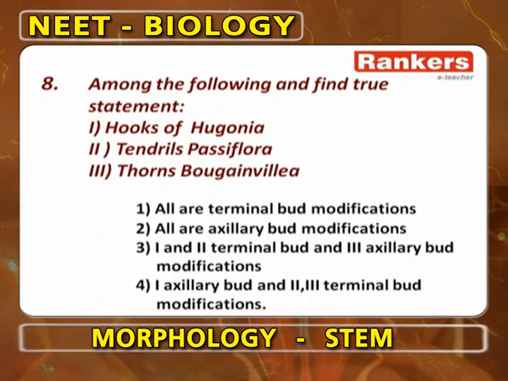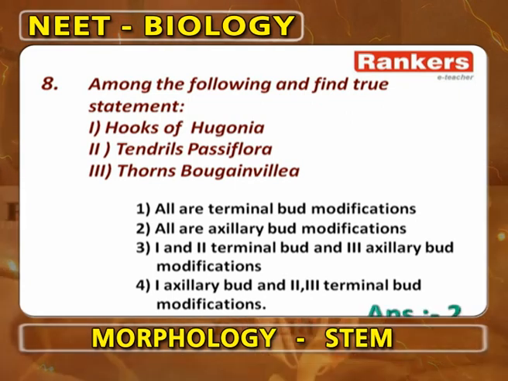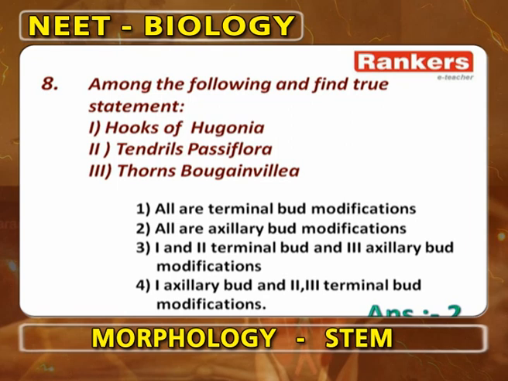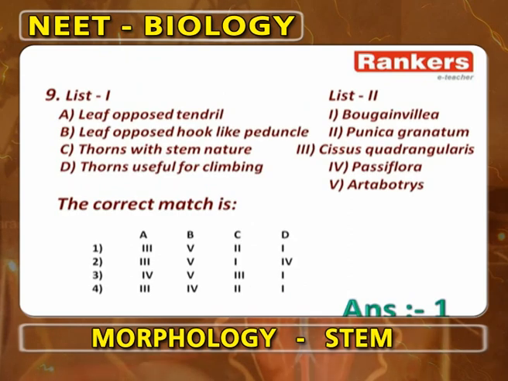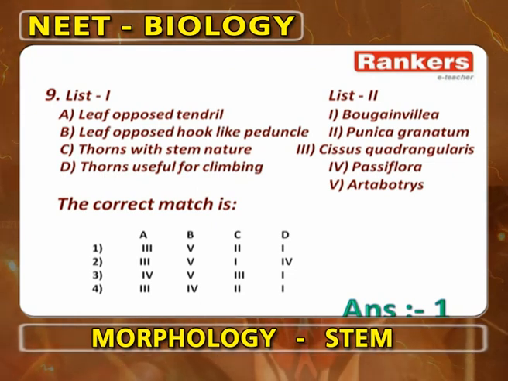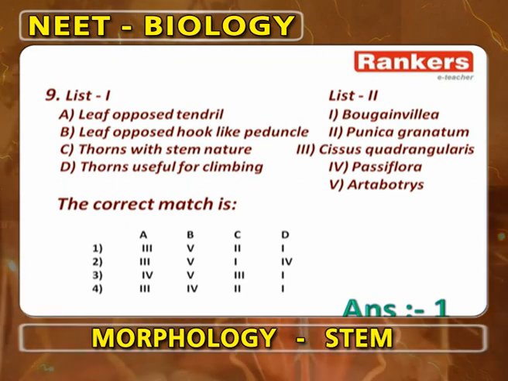Next, among the following, find the true statement. Hooks in Hugonia are all axillary bud modifications. Tendrils in Passiflora and thorns in Bougainvillea are all axillary bud modifications. Next, this is also a list. First option, 3, 5, 2, 1, because leaf opposite tendril is Cissus. Leaf opposite hook with peduncle is Artabotrys. Then thorns with stem nature is the second one. And thorns useful for climbing is the first one, that is D is 1, Bougainvillea.